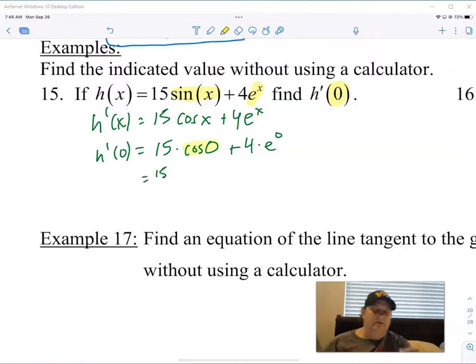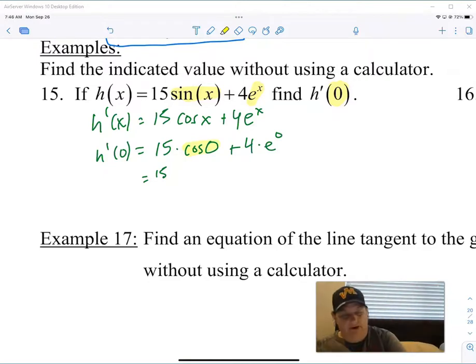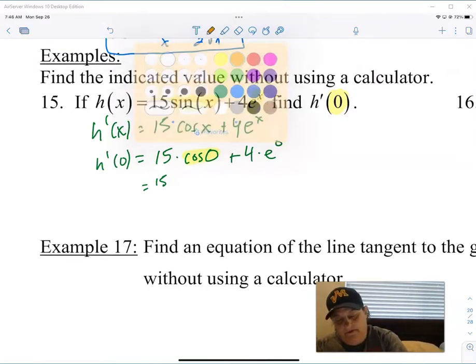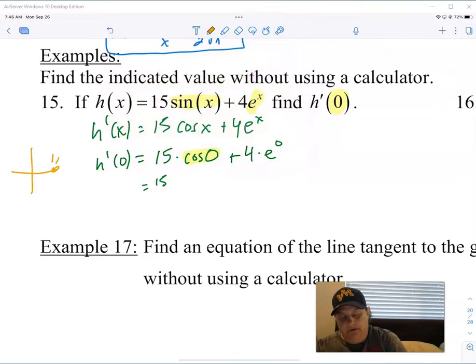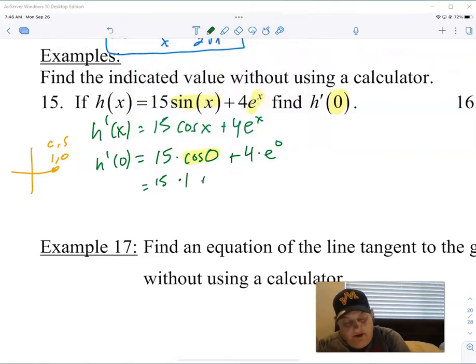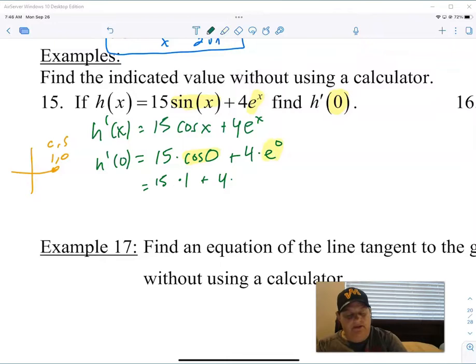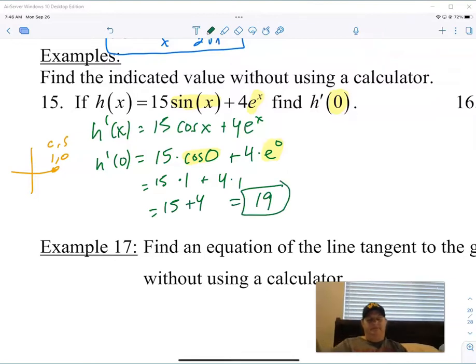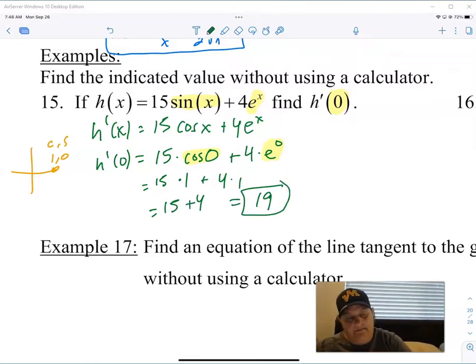To get cosine 0, you guys, I have to remember my best friend chart. I'll do it over here real quick. This is the point 1, 0. Cosine is the x. Sine is the y. So, cosine of 0 is 1. And then e to the 0. You guys remember anything to the 0 is 1. Okay? So the value of that is 19.